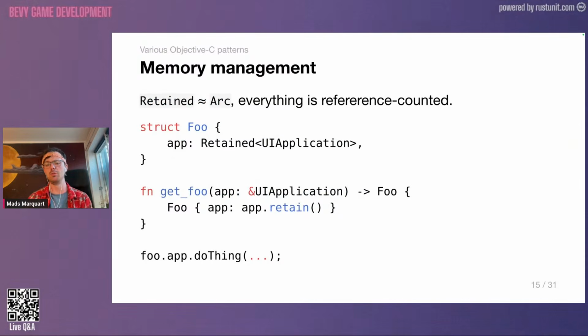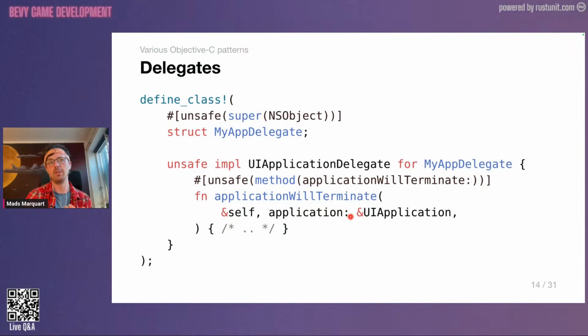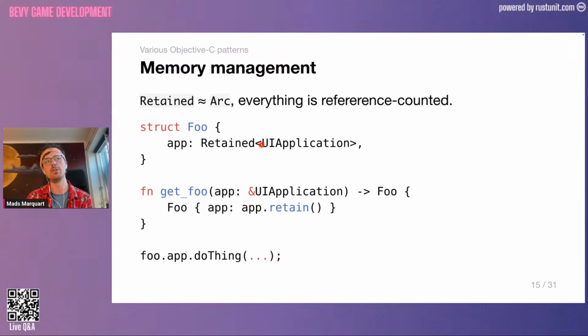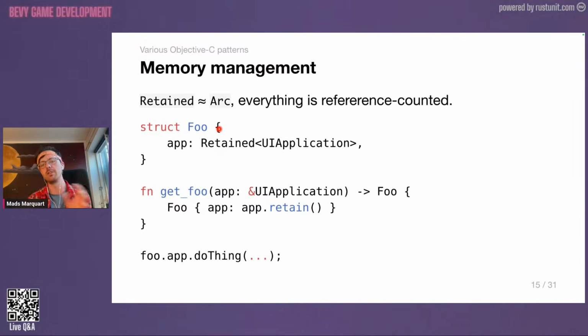Another thing to be aware of is memory management. Often you need to take something that you have gotten by reference, for example, the actual application we're working with here, and then you need to store it for later use. For this, we can retain it, and then it goes into this Retained wrapper type. It's basically the Objective-C equivalent of an Arc. So yeah, useful to know that this is something you can do.